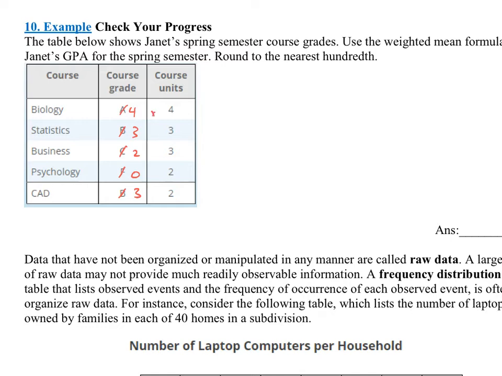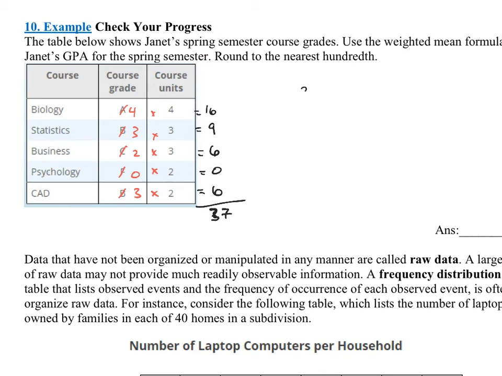I'm going to take each of those point values and multiply it times the number of credits. So the point value of the grade times the number of the credits. So biology would have given me 16, statistics would have given me 9, business would have added 6, psychology would have added 0, and CAD would have added 6. What do I do now? I add all those weights together. So 16 plus 9 is 25, 25 plus 6 is 31, 31 plus 6 should be, I believe, 37. Please double check my math on this.